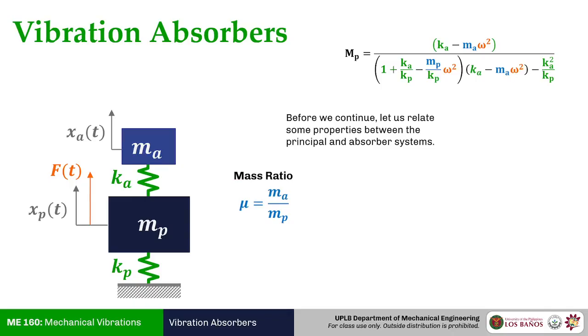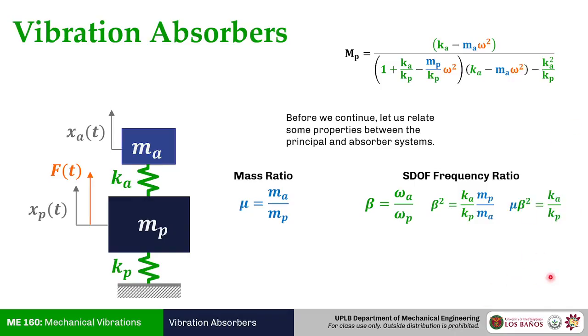The next ratio that we can define is the ratio between the primary system's natural frequency and the absorber system's natural frequency. And that is beta. So beta is the single degree of freedom frequency ratio. Now, if you square beta, you can unleash K and M for both the absorber and the primary system. And if you move terms, you actually get the expression for the ratio of the stiffness, Ka over Kp, and that is the mass ratio times the frequency ratio squared. By doing so, you can get some simplification. So here's the simplified primary system magnification.